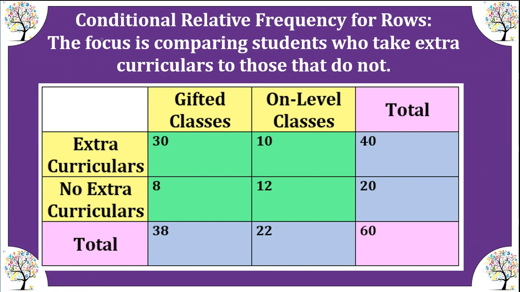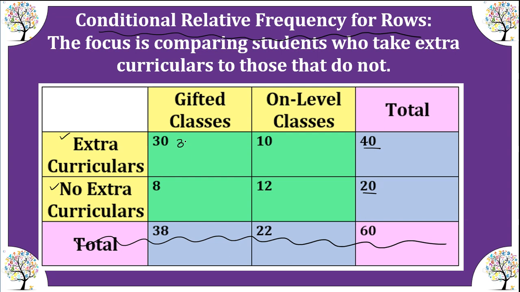So a conditional relative frequency by row. That means we're only going to look at the rows. In this case, we're going to look at extracurriculars and no extracurriculars. And we're going to be dividing by these totals. So we will not need this row at all. So we will simply divide 30 divided by 40 times 100. And we'll do that for each of these.